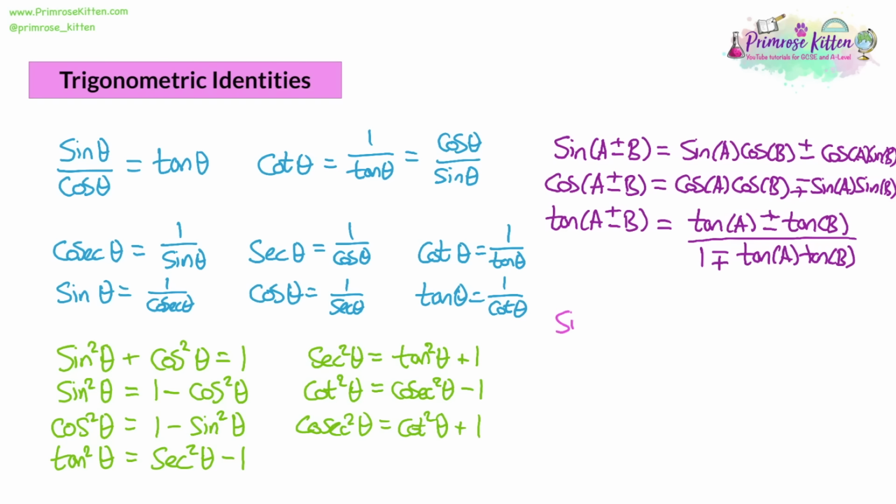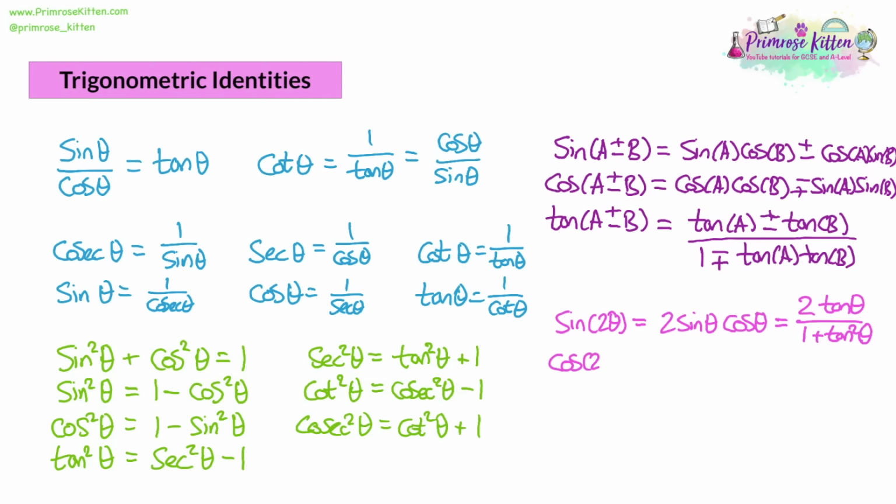So the sine of 2 theta is equal to 2 sine theta multiplied by cos theta. It's also equal to, so we've got another alternative, 2 lots of tan theta, all divided by 1 plus tan squared theta. Then we've got options for this for cos and tan.